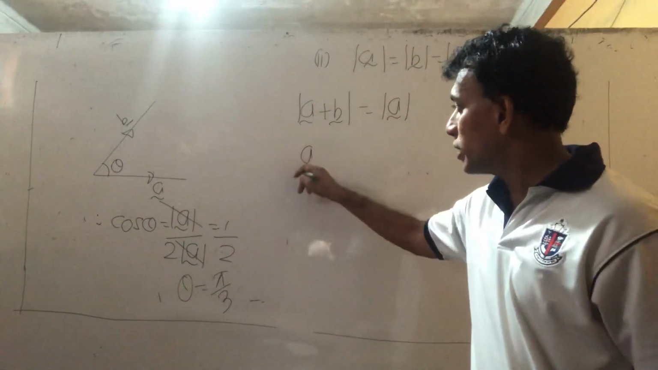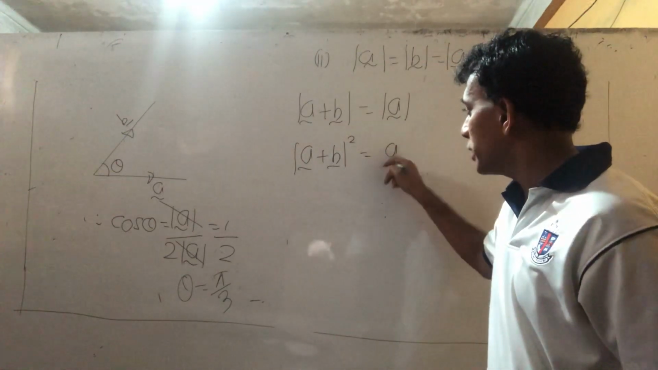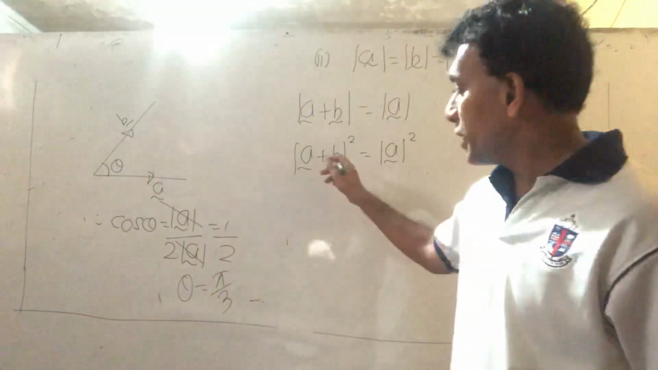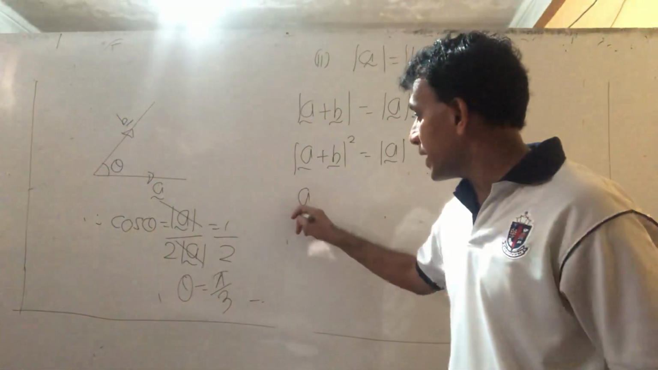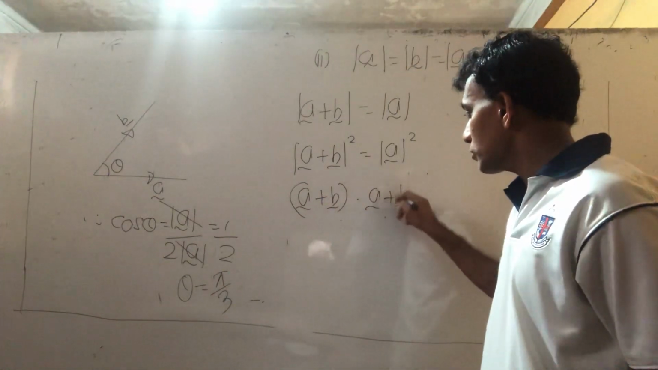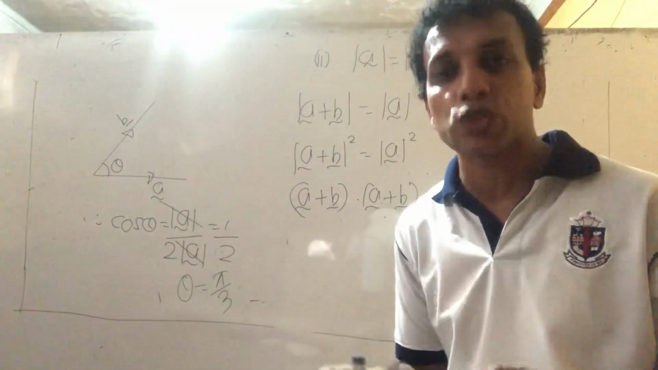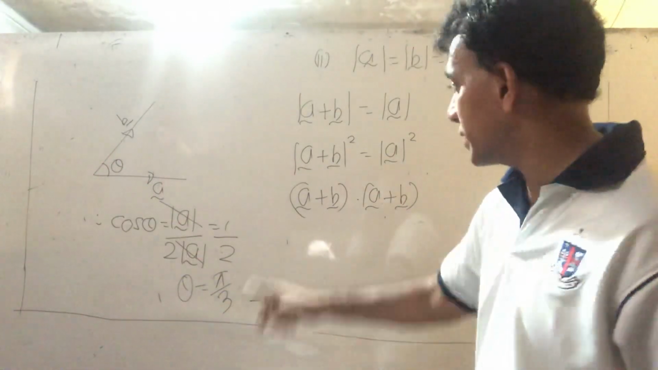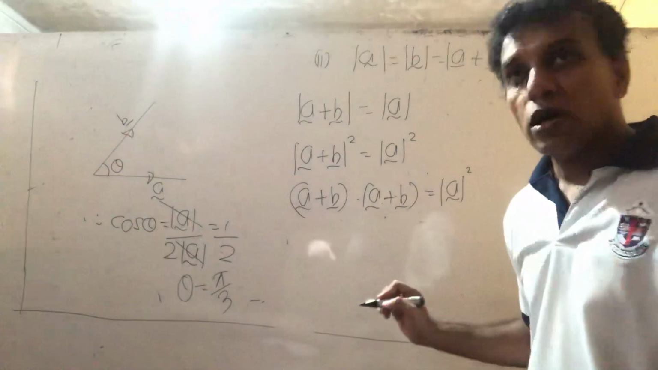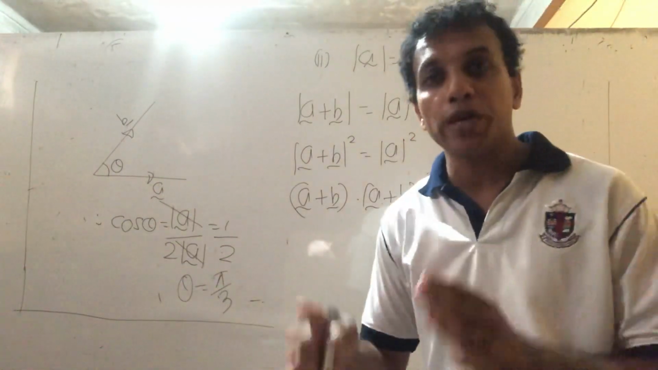So therefore, mod A plus B square equals mod A square. That means the same vector, again you multiply the product. So what is A plus B square? I can say vector A plus B into A plus B. As I showed in the previous problem, mod A square means what? A dot A is mod A square, x dot x is mod x square, like that. And mod A square. Now we multiply these two and you can get the cos theta inside. Wherever A dot B comes, we can say mod A mod B cos theta.